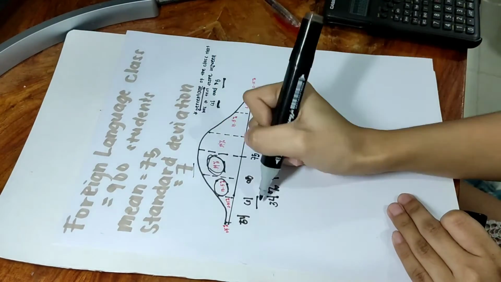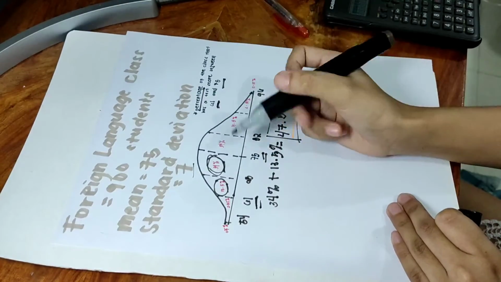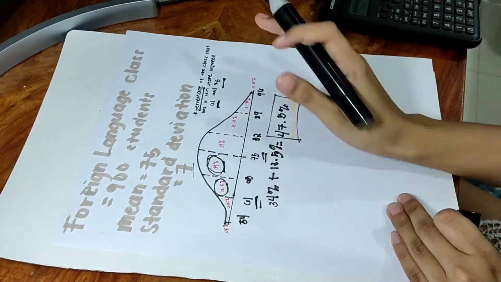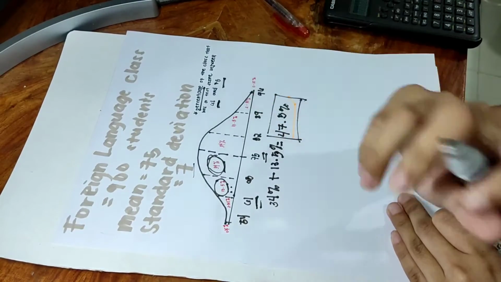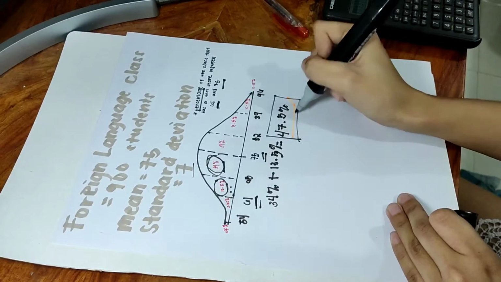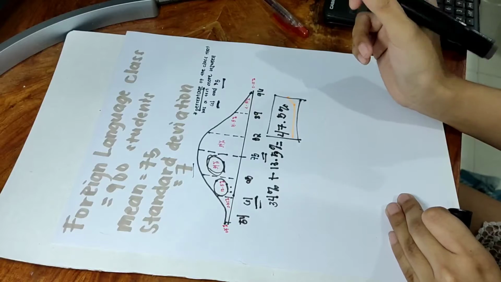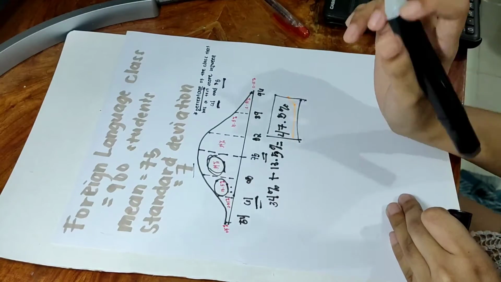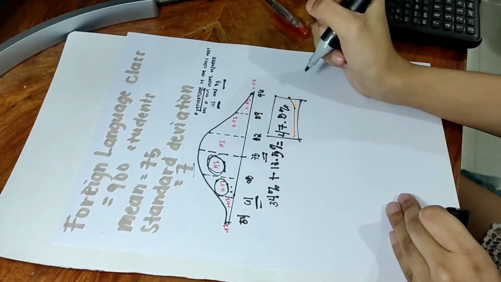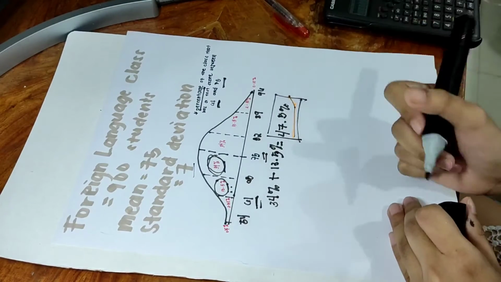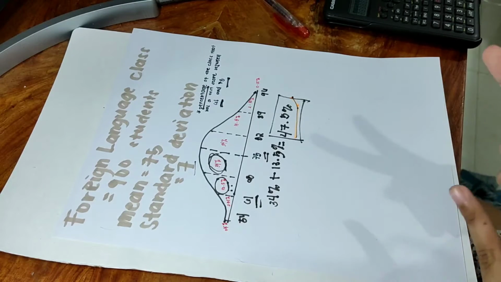Pag sinabing between, yung pagitan ng 61 and 75. And ang pagitan ng 61 and 75, kung babasehan ang empirical rule, ay 13.5 and 34. All you have to do is add and you'll get 47.5. So, ang percentage ng class na between 61 and 75 ay 47.5 percent. Now, let's move on to example number 2.